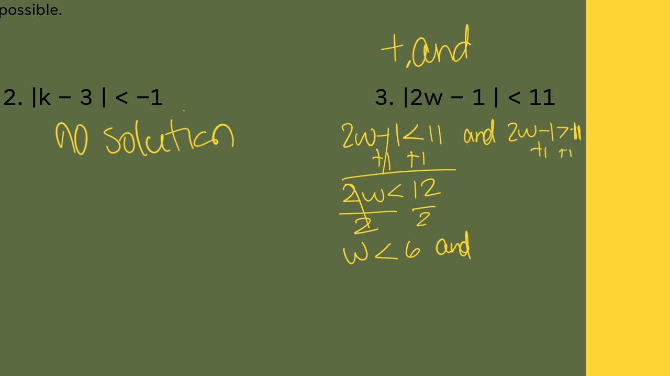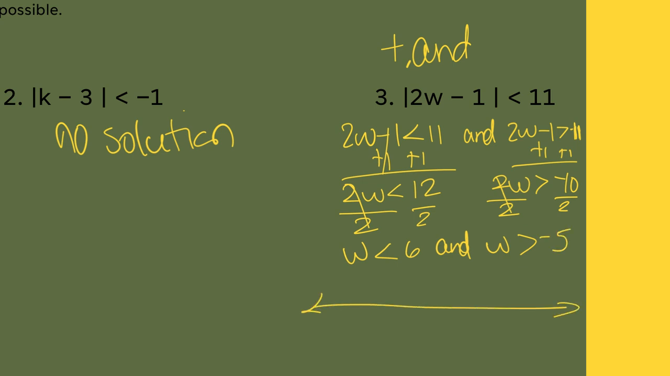And I'm going to add 1 to both. 2W is what now? Greater than? What's negative 11 plus 1? And I'm going to divide by 2, which gives me W is negative 5.